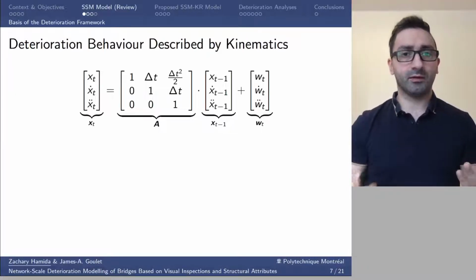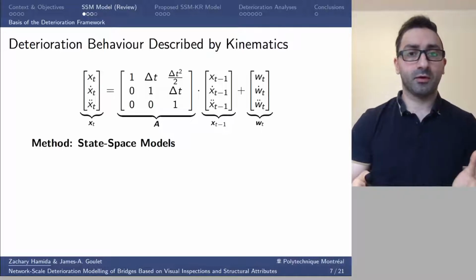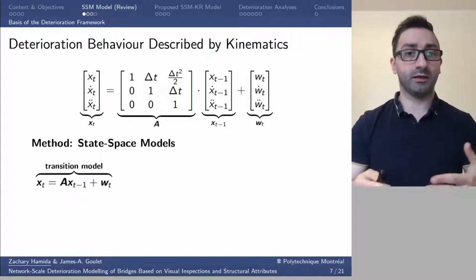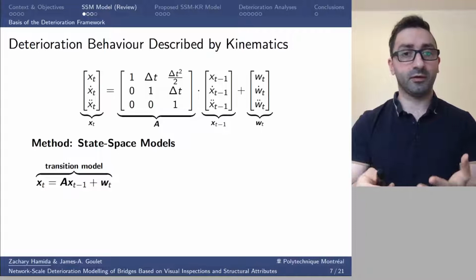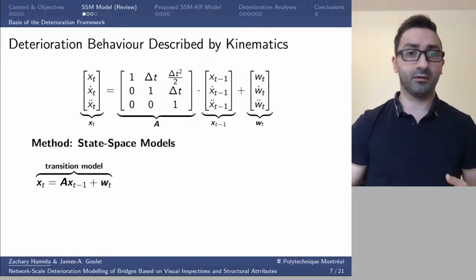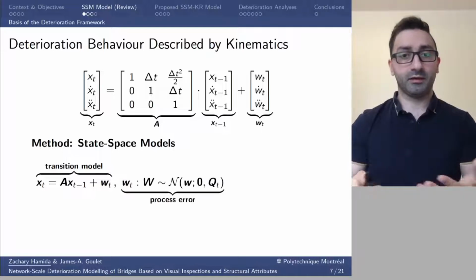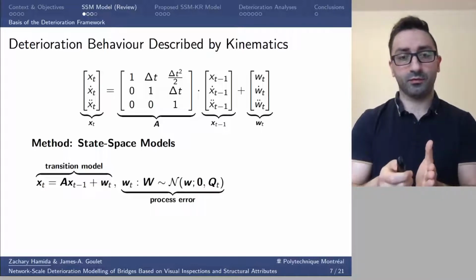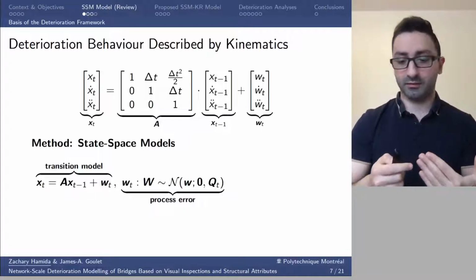Now, the method that allows us to employ such an approach to the kinematic model is the state space models. State space models are composed of two types of models. The first model is the transition model, which is described by x_t = A x_{t-1} + w_t, which is exactly the kinematic model that you see above, where A is the transition matrix and x_{t-1} is the state at t-1. w_t is the process error, described by a zero mean and covariance matrix Q_t. So the role of the transition model is really to give me a prediction over time given a state at time t.